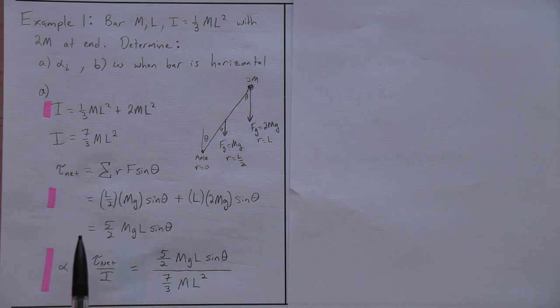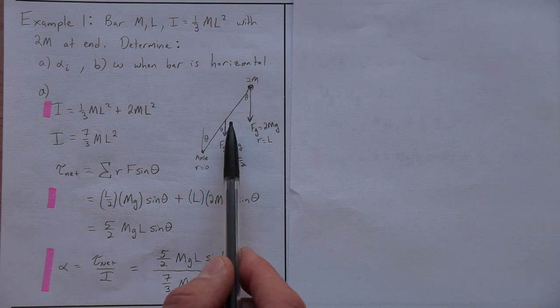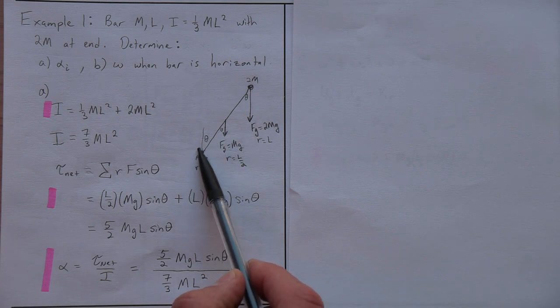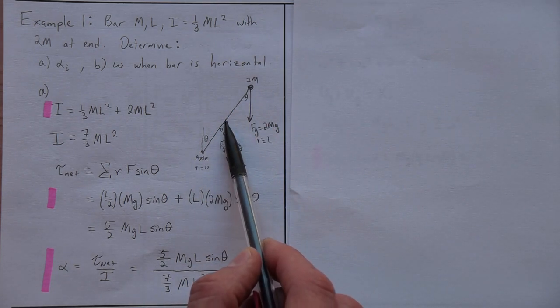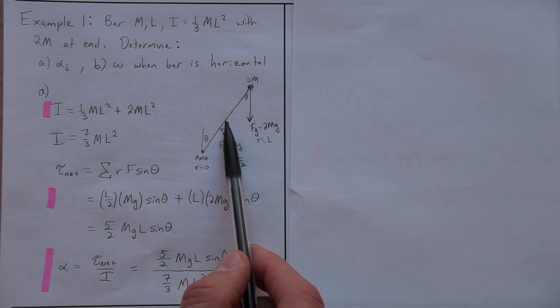Now, the torque net. So I have to add up the r F sine thetas. I drew the forces that generate the torque. There's the weight of the bar, which we put right at the center of the bar. I didn't really put it at the center. I think I'm a little off. Maybe it should be a little further up. But anyways, it's in the middle.